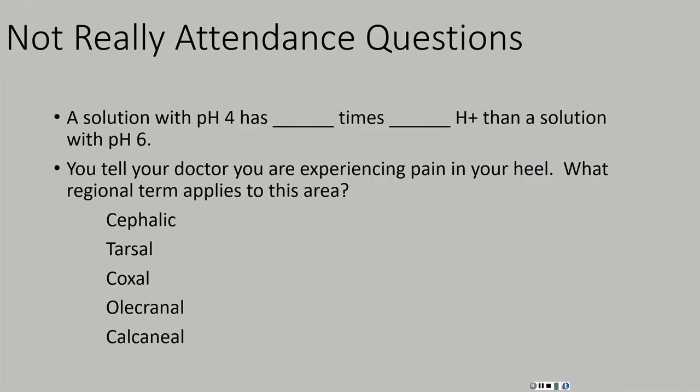And as always, let's start with our not really attendance questions. First, a solution with pH 4 has blank times blank H plus than a solution with pH 6. Well, in this case, the first blank is going to be a number, and the second blank is going to be either more or less.